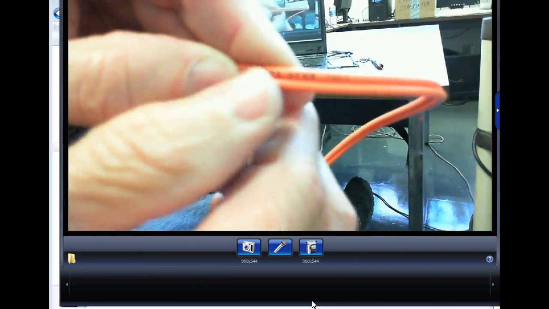It's not focusing on that. I'm trying to get the camera to focus in on my hand too. That's one thing about auto-focusing things. So here goes. So this is the outside jacket, it is OFNR.